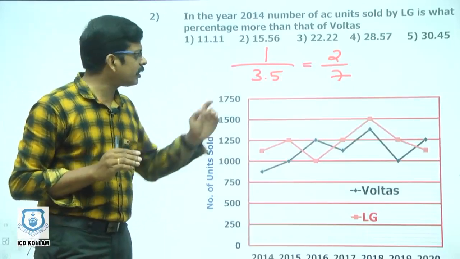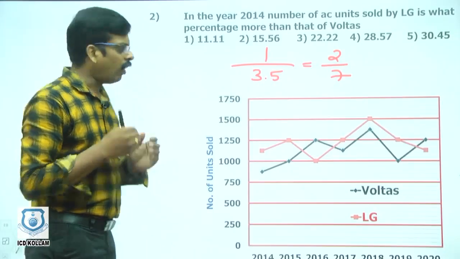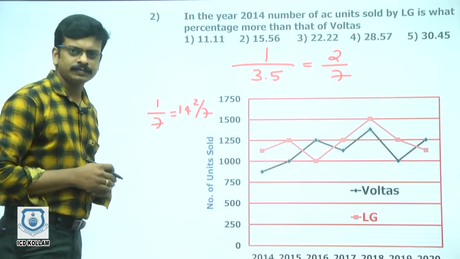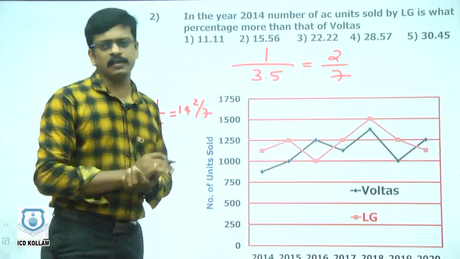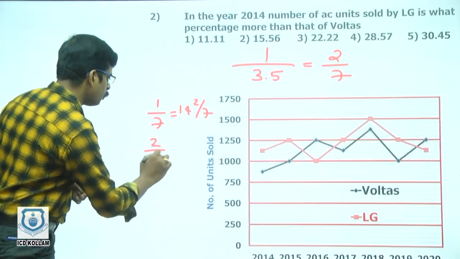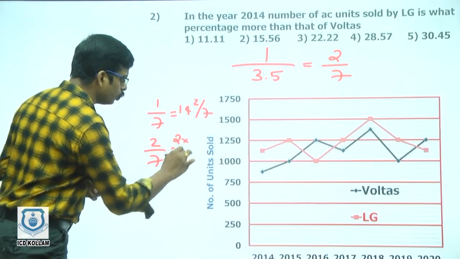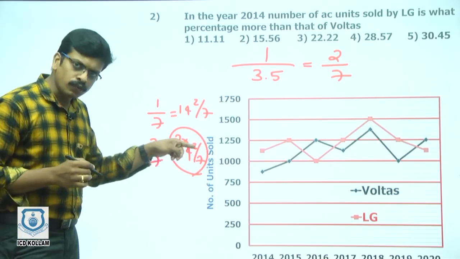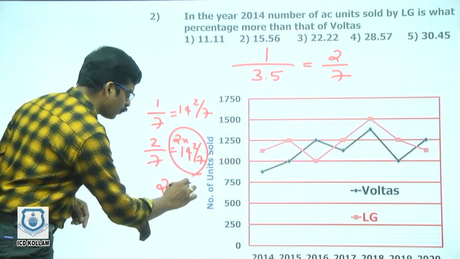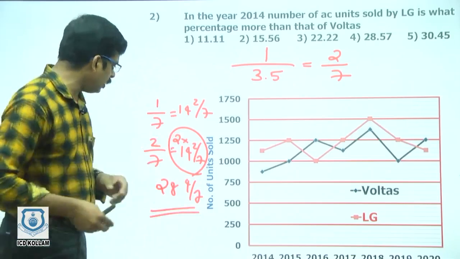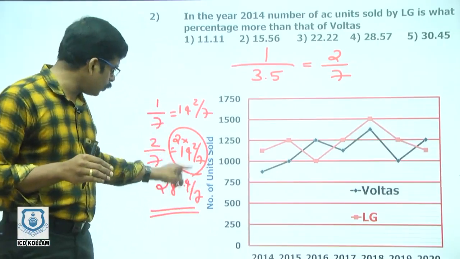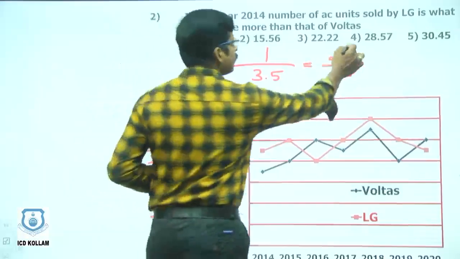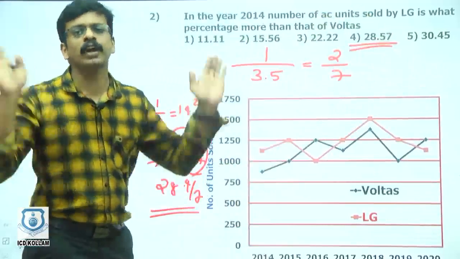ICD always recommends to learn these types of fractions by heart. On that I can say 1 by 7 is 14, so what will 2 by 7 be? 2 by 7 is equal to 2 into that same 14, which is 28, and 4 by 7 is approximately 0.5, so the number is more than 0.5. So 28.57 is the only suitable answer. So we can end at 28.57.